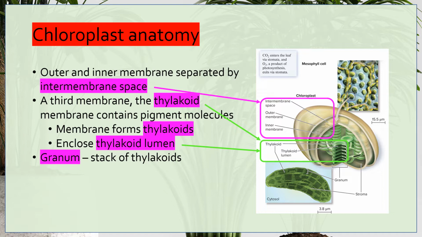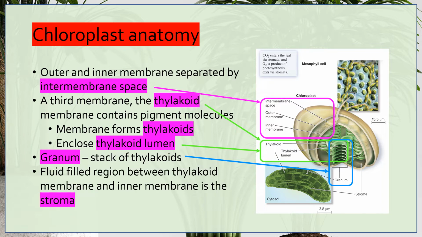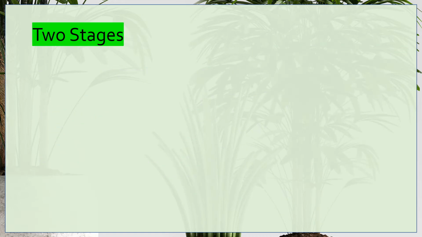You then have grana, which are stacks of the thylakoids. Then you have a fluid-filled region between the thylakoid membrane and the inner membrane space, and this is the stroma. Okay, so make sure to go through this slide again and understand these terms before the next section about those two stages of photosynthesis.